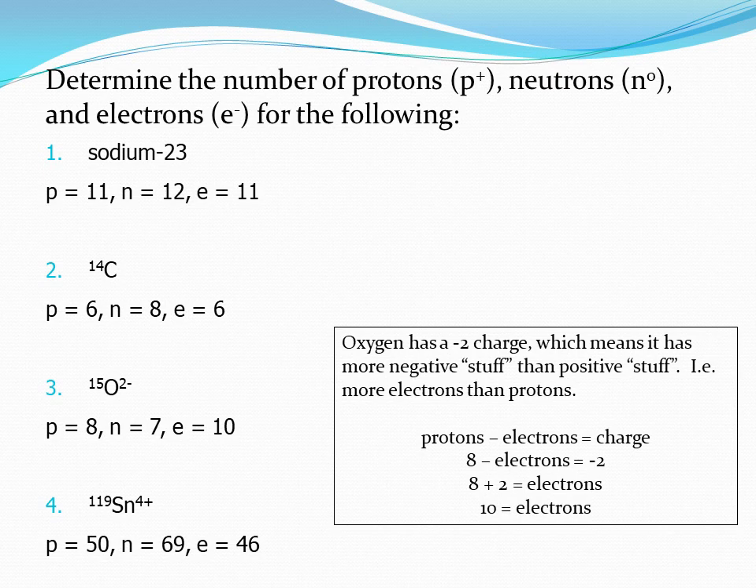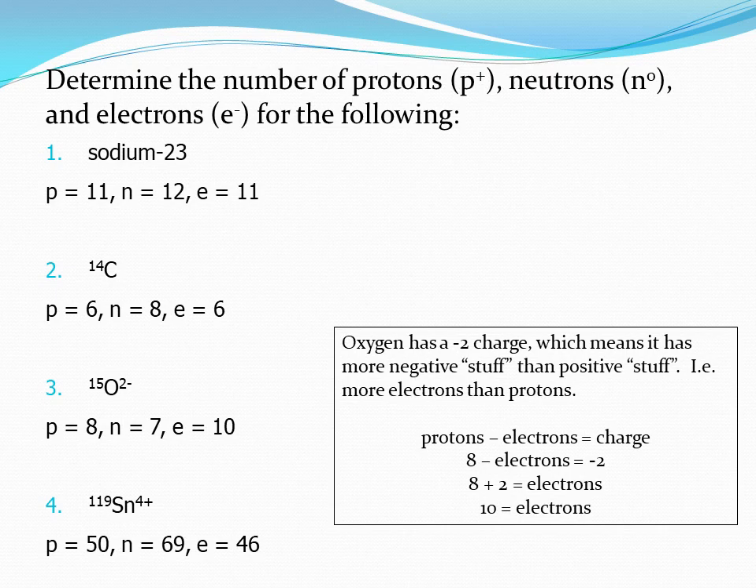But because we have this 2- charge, we need to figure out how to work that. 2- means there's extra negative charge. So oxygen has this 2- charge, which means it has more negative stuff than the positive stuff. So more electrons than protons. So I provided a quick algebraic expression off to the right hand side of this slide. Protons minus electrons equal to charge.